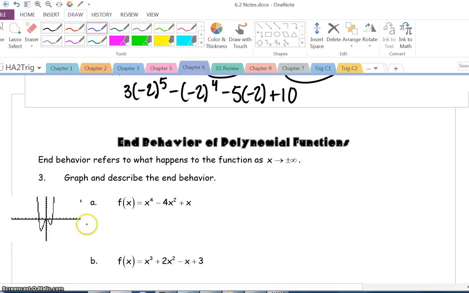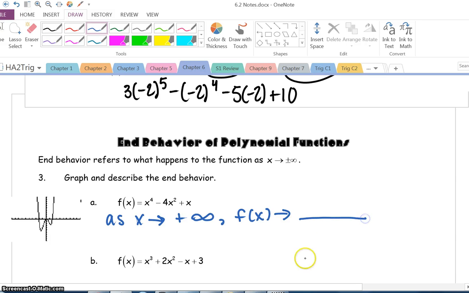So here we go, I have drawn my graph here. Go ahead and sketch something similar to this on your paper as well. What we're going to do is describe the end behavior. End behavior always starts off like this: as x approaches positive infinity, f of x approaches blank, and as x approaches negative infinity, f of x approaches blank. You don't actually have to draw the blanks, but this is how it's always going to look, and then we have to figure out what goes in the end.